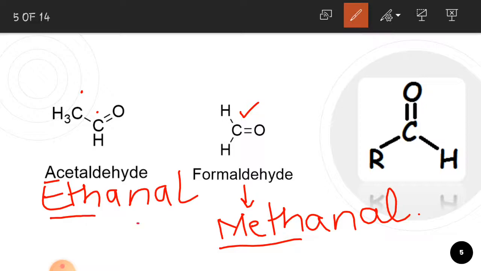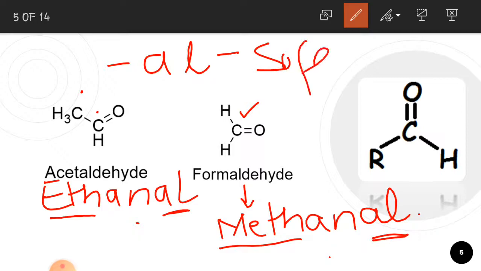Now, if you look at these two names, then you will see that these two names are ending with AL. So this AL is a suffix here. Any compound which is ending with AL will be considered as an aldehyde. We have read before that the suffix denotes the class of organic compound. So this AL suffix is representing the class of compound, that is the aldehyde.